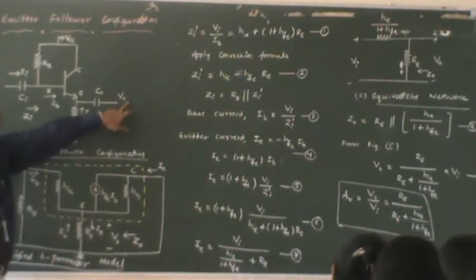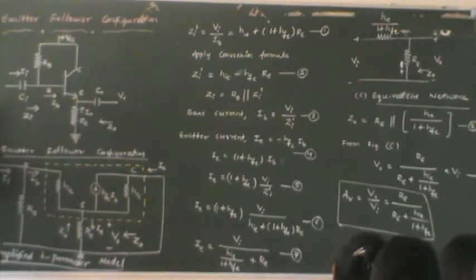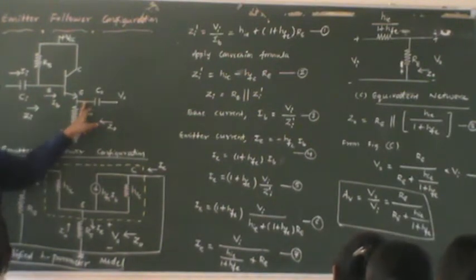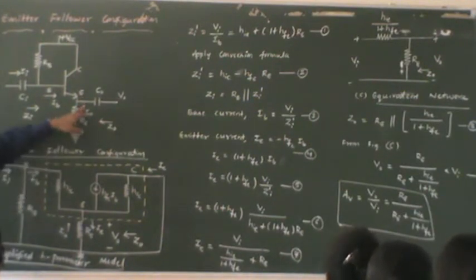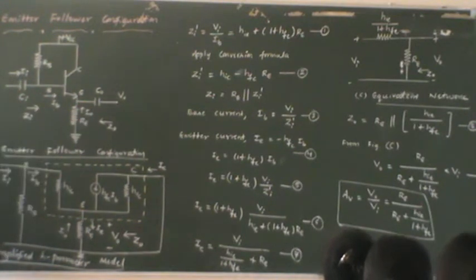That means the output will always be equal to the input. This circuit has unity voltage gain. Whatever base current you apply, the emitter current follows it.